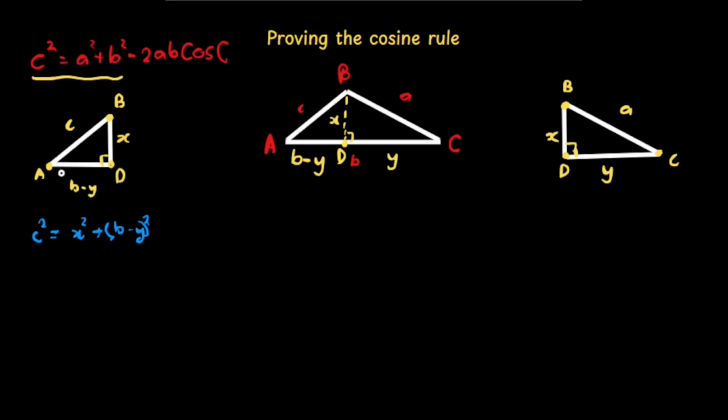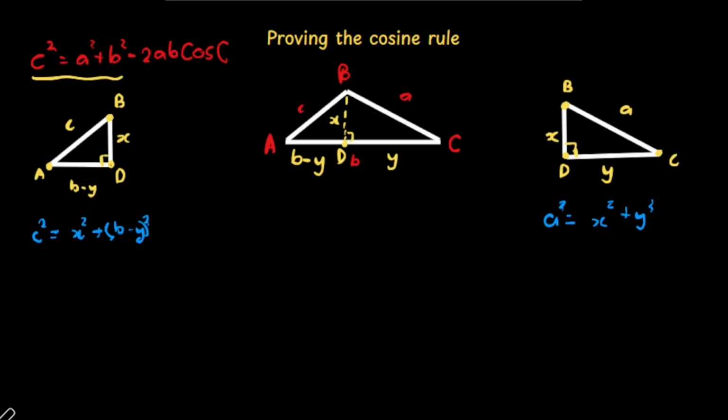Agreed, because that is the value assigned to those sides. If I'm looking at the triangle BDC, I can say that a is my hypotenuse. So applying the theorem of Pythagoras, I will get a squared is equal to x squared plus y squared.